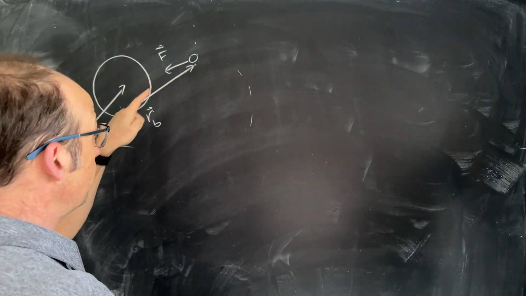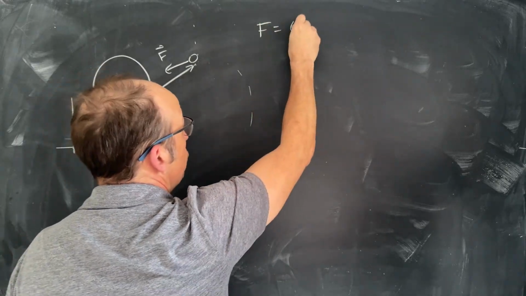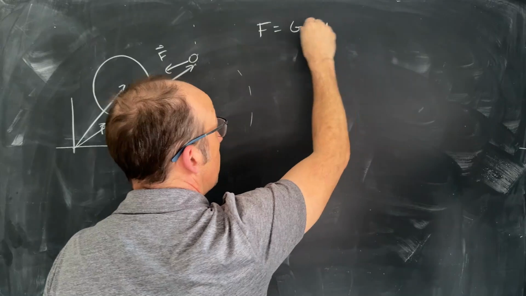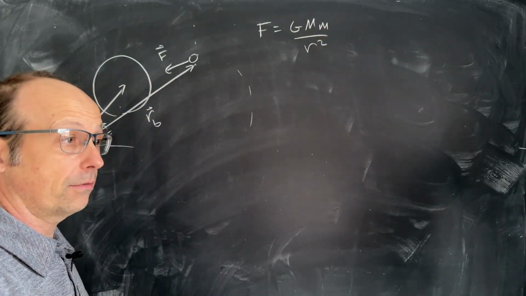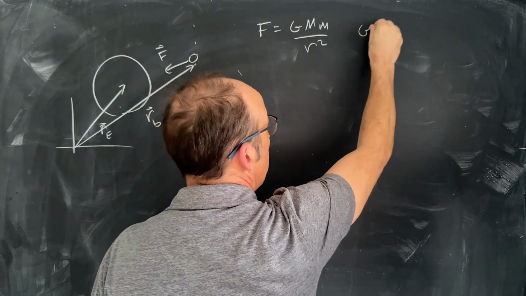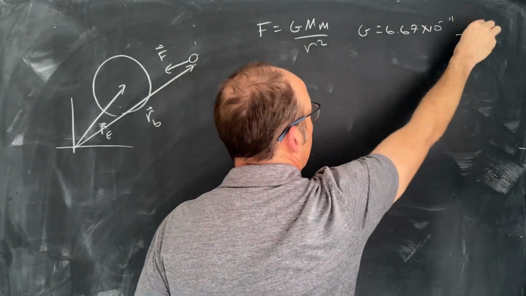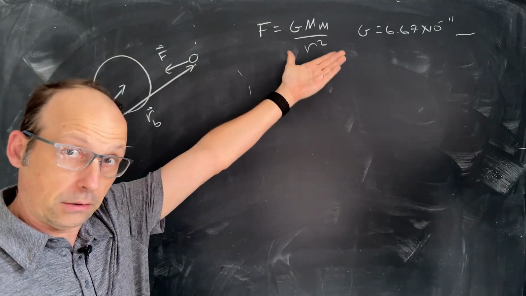So the first thing is this, we're going to use this gravitational force. F is G, and I'm going to call capital M the mass of the Earth, lowercase m the mass of the object, over r squared. That's where you'd see it in the books. Okay, so here G is 6.67 times 10 to the negative 11th, and it's got units, but we don't have to worry about that.